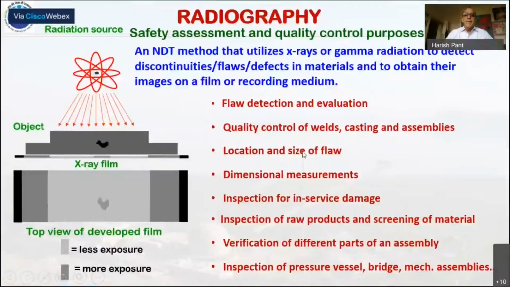And radiography technique is used for flaw detection and evaluation, quality control of welds, castings and assemblies, location and size of flaw, dimensional measurement, inspection for in-service damage, inspection of raw products and screening of the material, verification of the different parts of an assembly. You have any mechanical assembly, and if one is suspecting that some parts are missing, one can take a radiograph and verify.